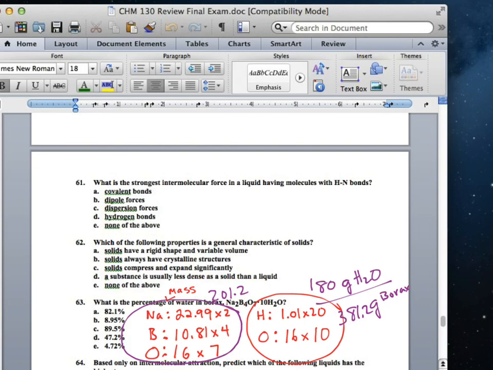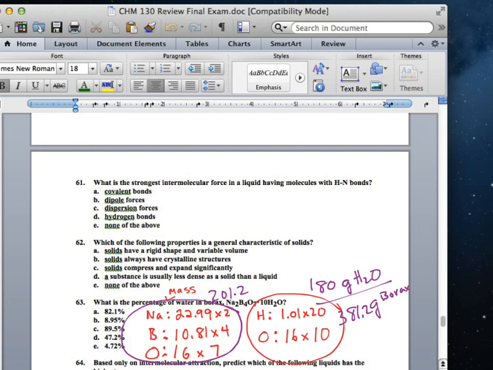So which of the following properties is a general characteristic of solids? Rigid shape, variable volume. Solids always have crystalline structures. Solids compress and expand significantly. A substance is usually less dense as a solid than a liquid. Oh, crap. I always hate this kind of question too, just raw memorization. Solids always have a crystalline structure. That's not going to be true.